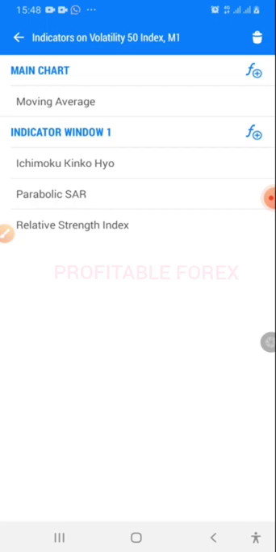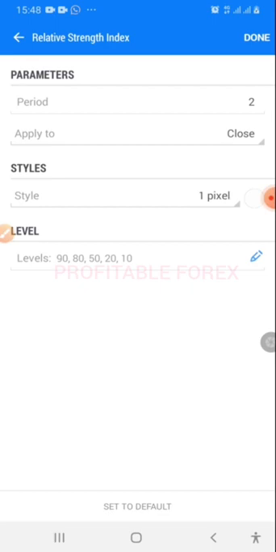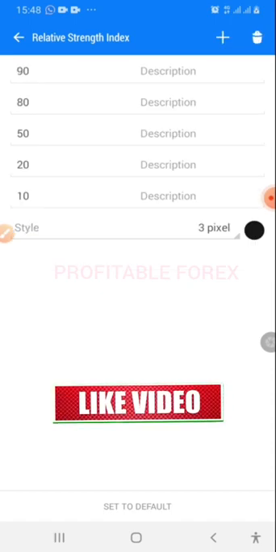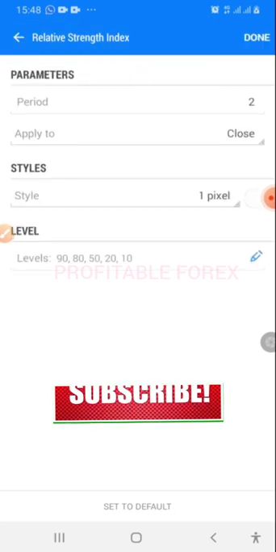Just screenshot it or write it down somewhere so you don't forget it, so you don't mix it up with other strategies. Okay, so on the indicator window one, we have the Ichimoku, but firstly you have to set up your relative strength index. So we have the relative strength index, period 2, apply to close, style 1 pixel, the color should be your background color. Then for the levels, we have level 90, 80, 50, 20, 10, style 3 pixel, and the color is black. Okay, and click on done.